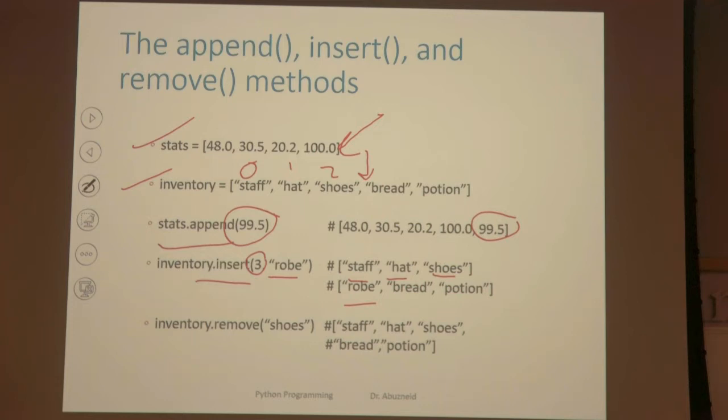Look at remove. With the remove method, you could remove any value you want. I would like to remove shoe. It will remove the first occurrence of shoe in the list. What if I need to remove all the shoes from the list? I have to repeat the statement multiple times. So maybe the first thing I have to do is make sure how many shoes I have in the list, then I could run it in a loop. If I know, for example, I have 3 shoes in the list, I could run it in the loop 3 times, etc., etc., right?